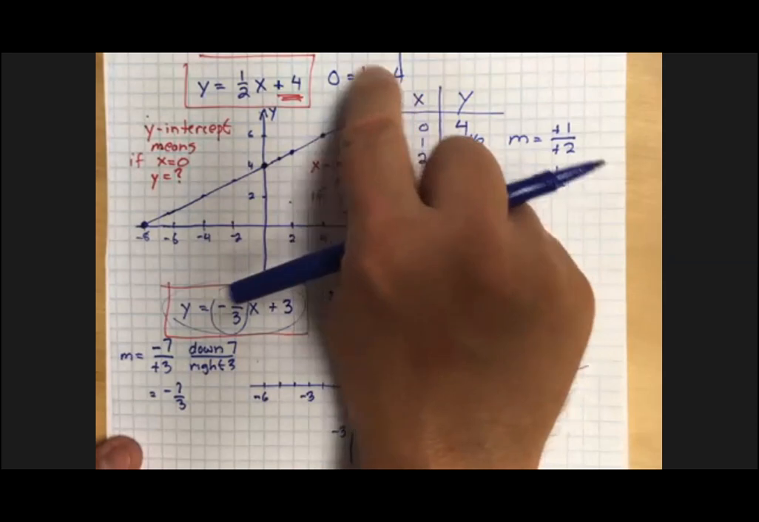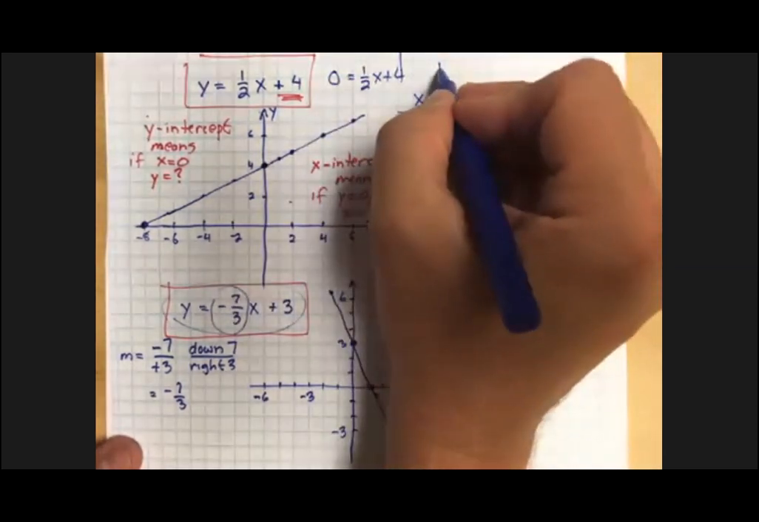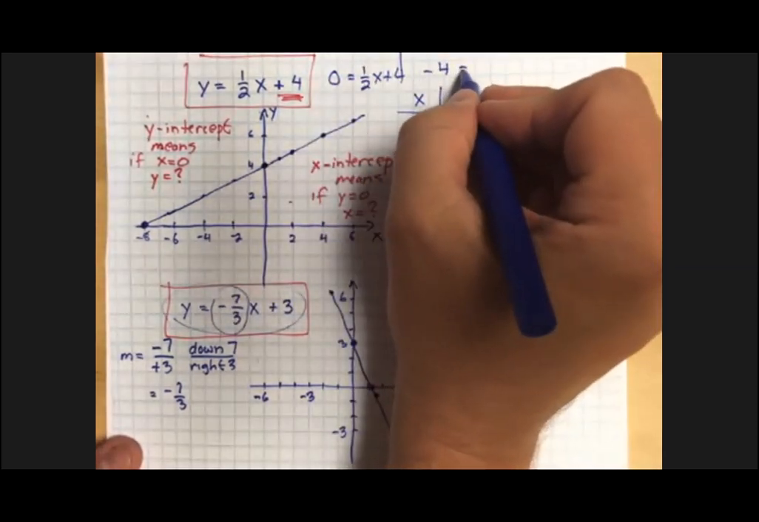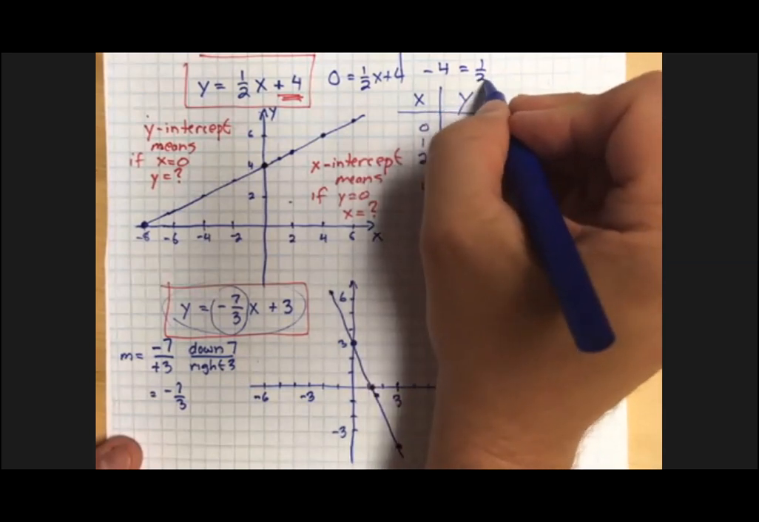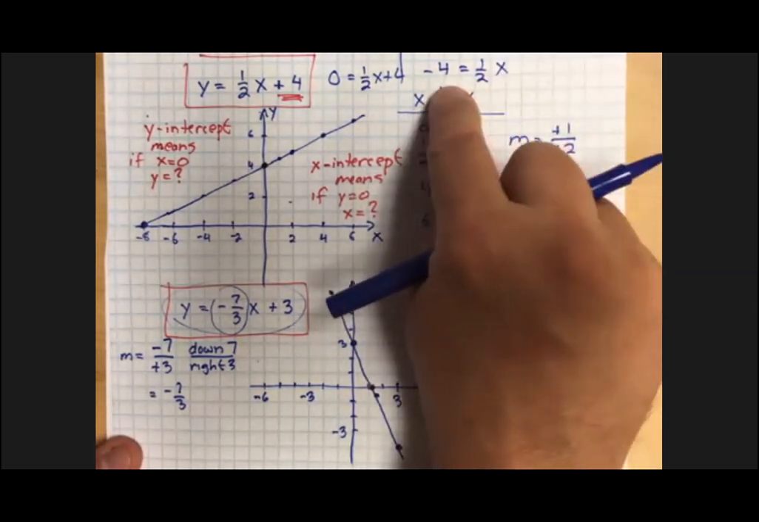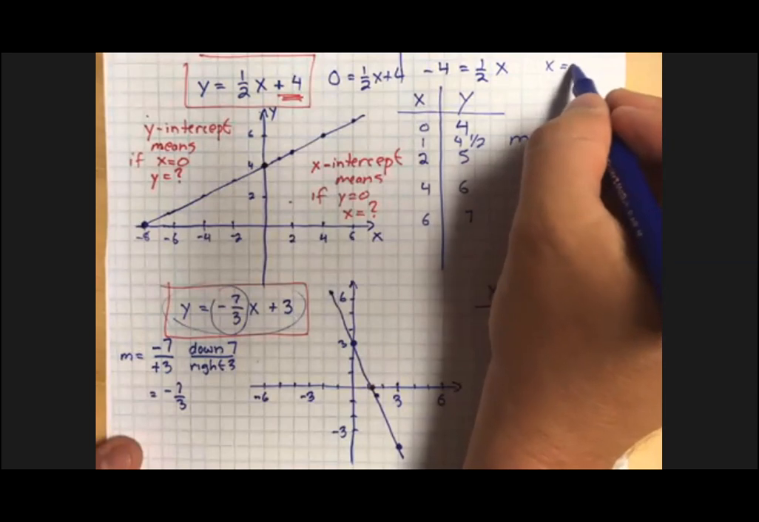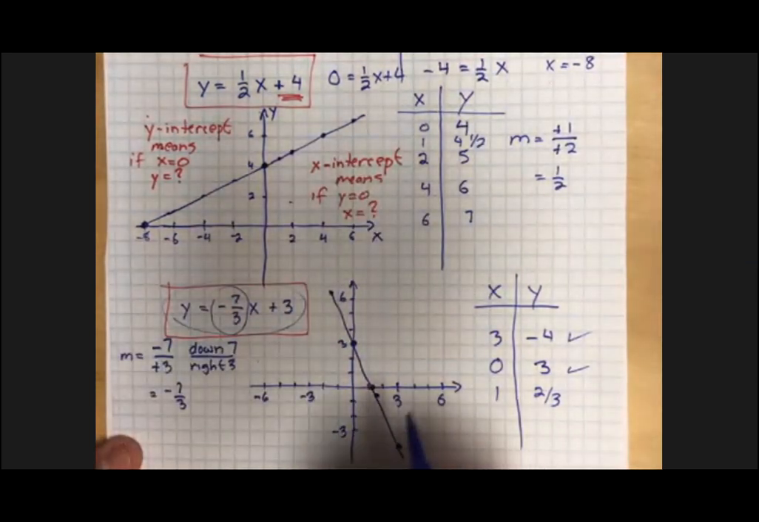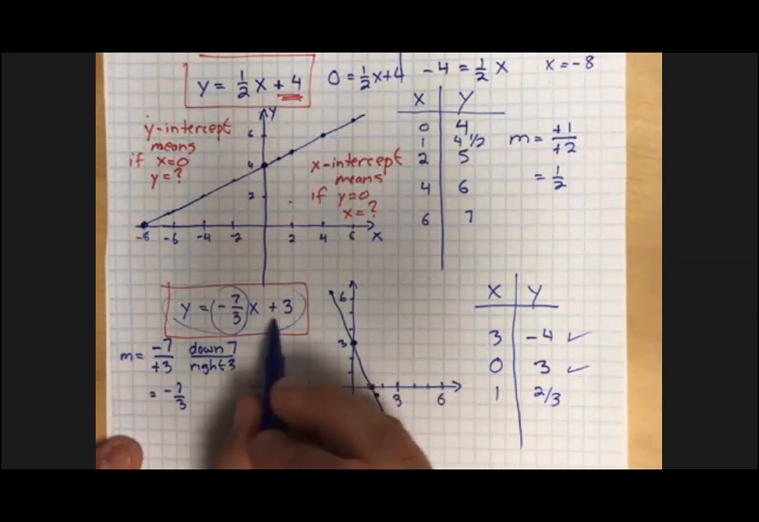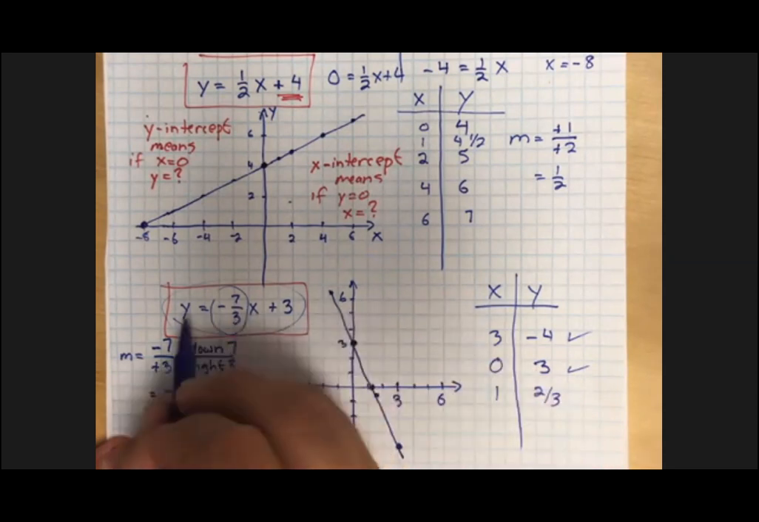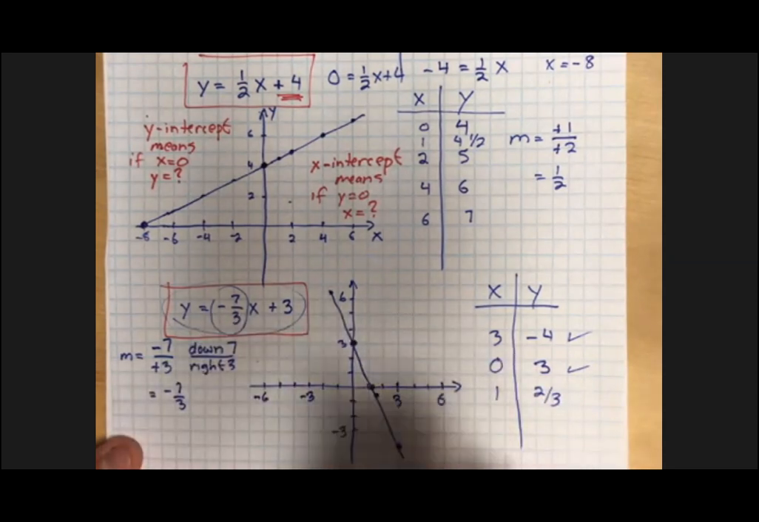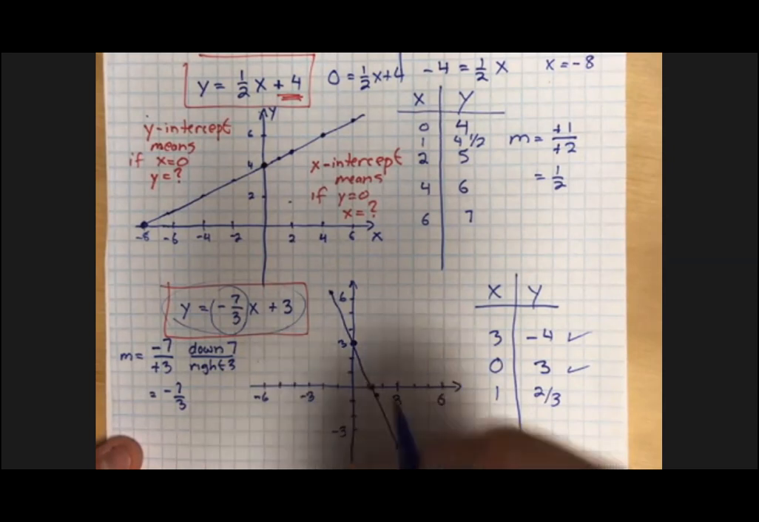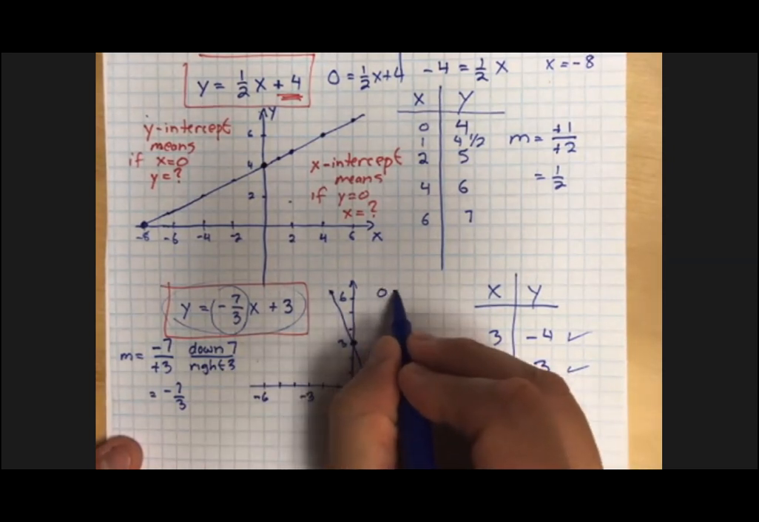Well, you would subtract 4 from both sides. And then you would multiply both sides by 2. X would be -8. That's that intercept. Here, you got an easy y-intercept of 3. But if y was 0, what's the x-intercept? Well, it's between 1 and 2. What would happen if y was 0?